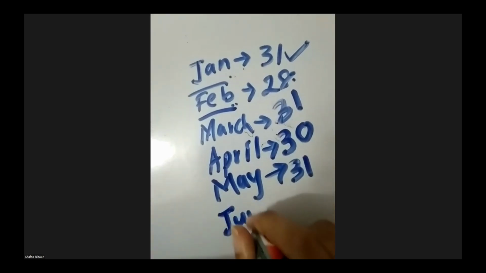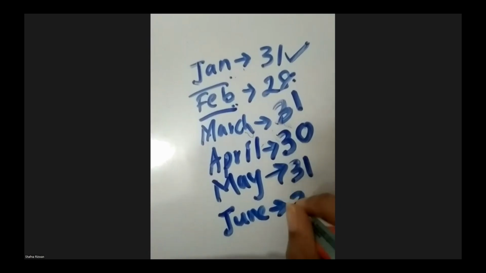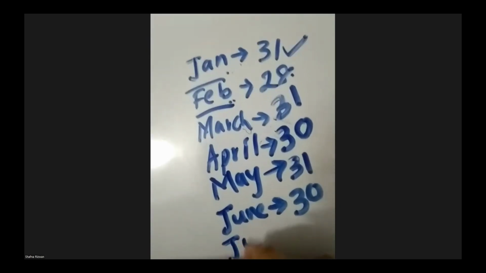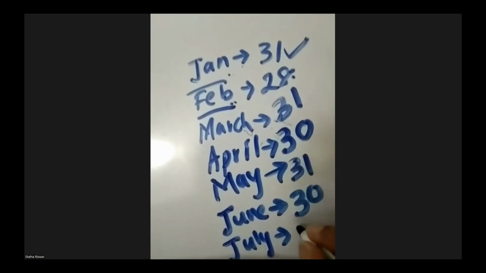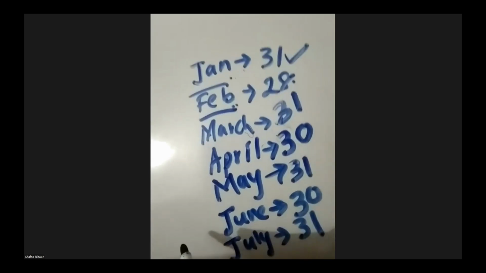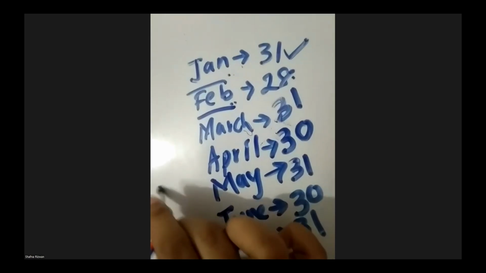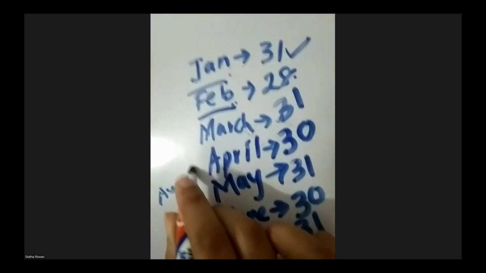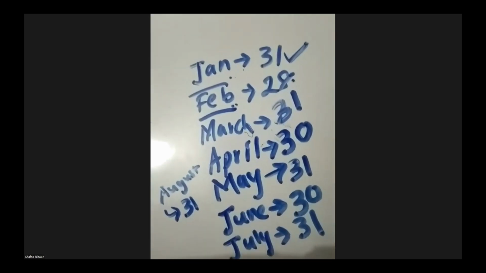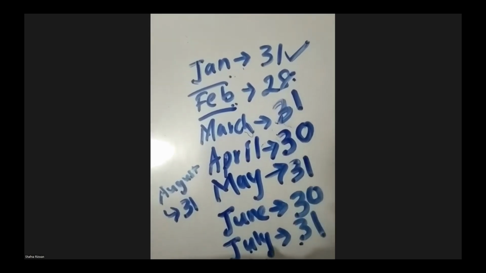Then in June, how many days should you have? In June, you should have around 30 days. And in July, how many days should you have? In July, around 31 days. Then in August, how many days should you have? You should have around 31 days. So, what are the 2 months where you are having 31 days one after the other without missing?